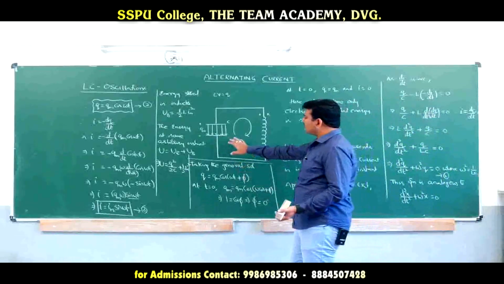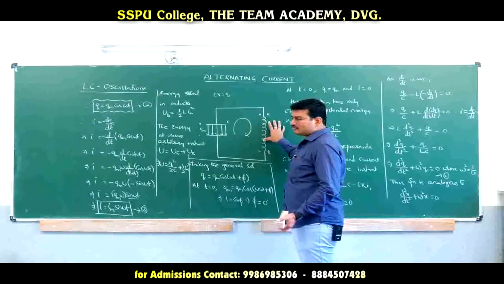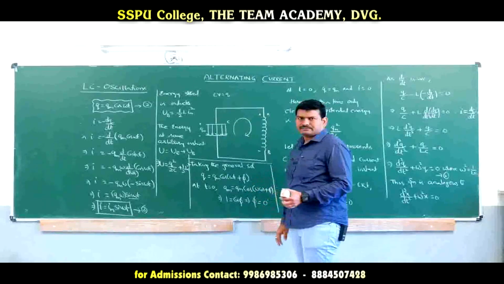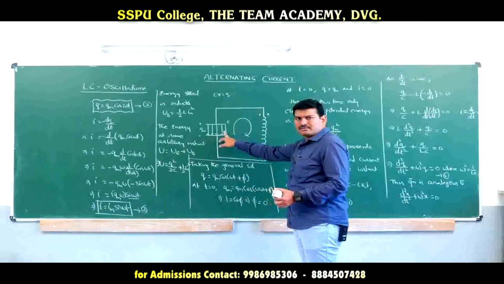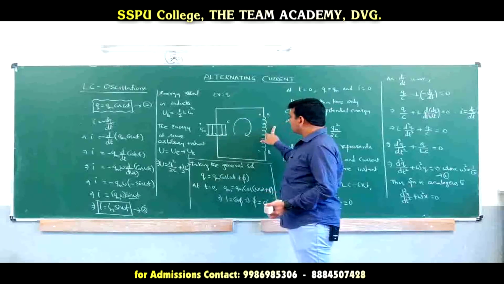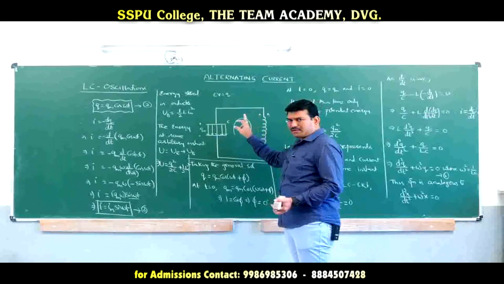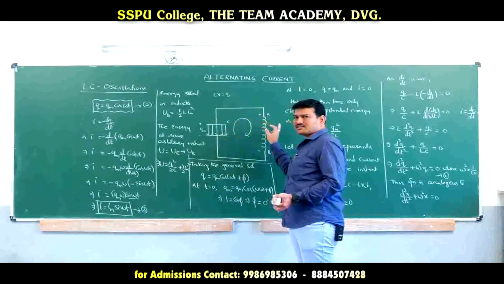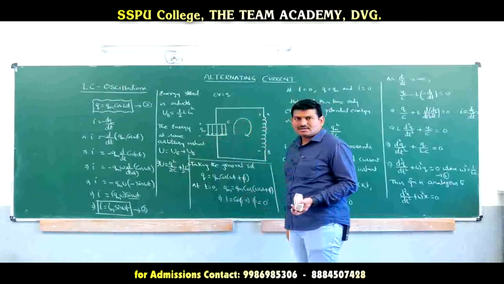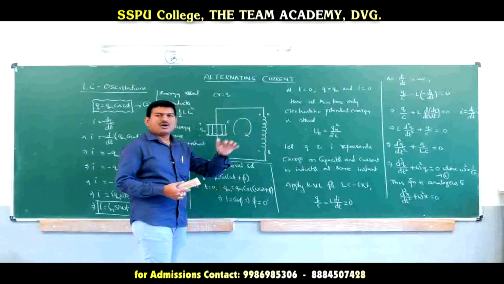So at t is equal to 0, there will be electrostatic energy, but magnetic energy is 0. At time t is equal to T by 4, that means 1/4 of the time period, this energy will be 0 and this energy will be maximum. At t is equal to T by 2, this energy is maximum, this energy is 0. At t is equal to 3T by 4, this energy will be 0 and this energy is maximum. At t is equal to T, again this is maximum and this is 0. So it is oscillating. The electrical energy and magnetic energy will be oscillating.